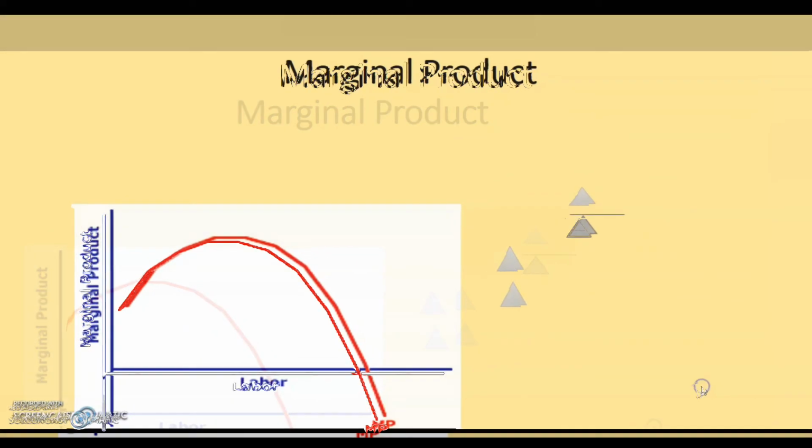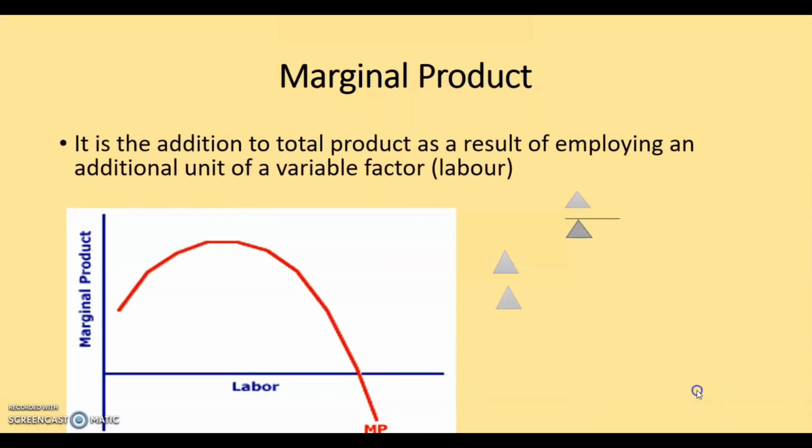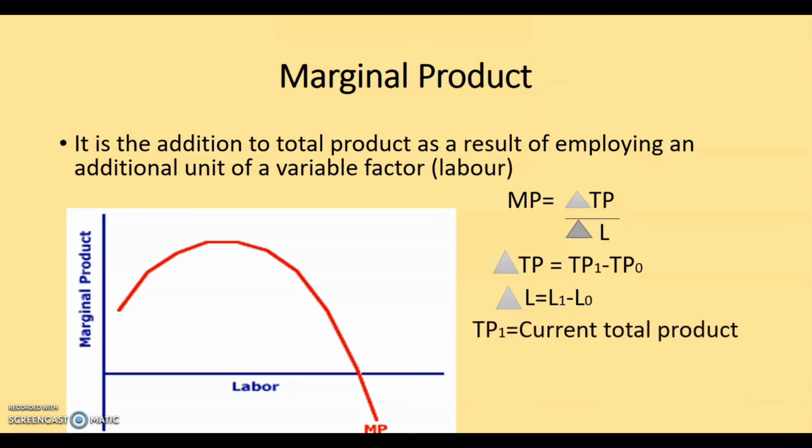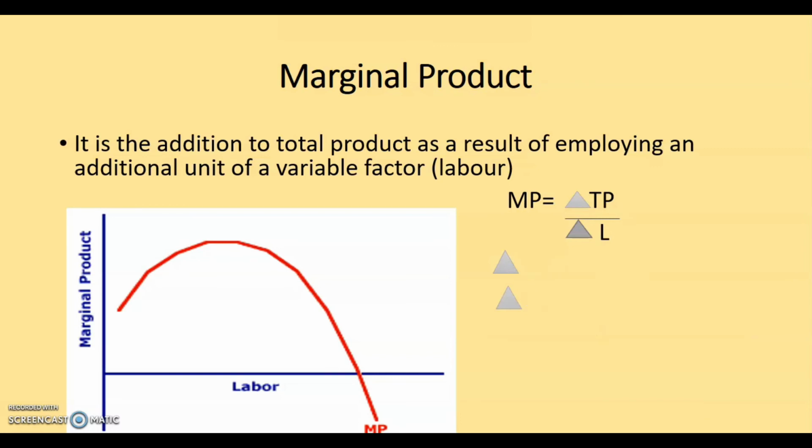Then we look at the last concept, which is marginal product. Now, marginal simply means addition to something. So the marginal product is the addition to total product as a result of employing an additional unit of a variable factor. I take it again. The marginal product is the addition to total product as a result of employing an additional unit of a variable factor, which is what? Labor.